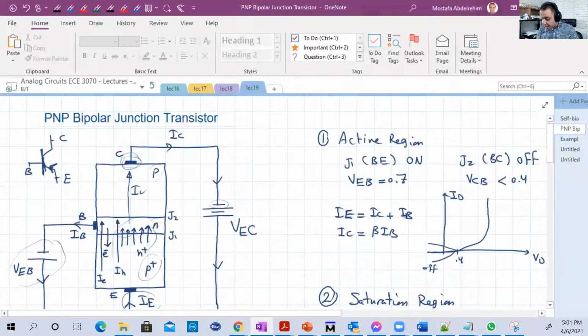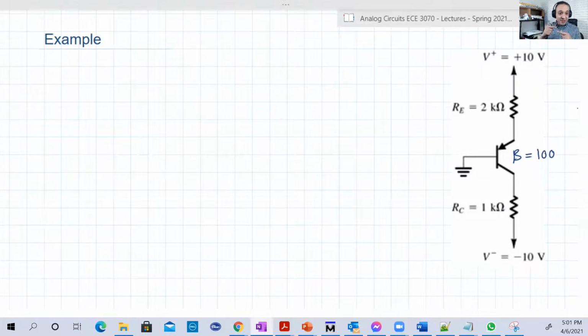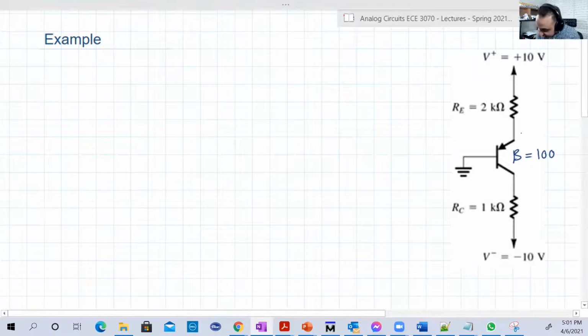Okay, let's take an example. Here is a small example. We have two resistors, RE and RC, and remember the flipping of the transistor. So E here is drawn upward toward the highest voltage in the circuit, and the collector is toward the lowest or minimum voltage in the circuit. And here is the base.